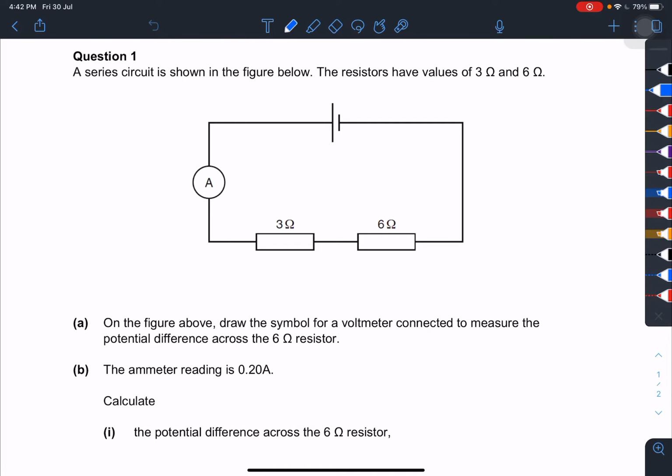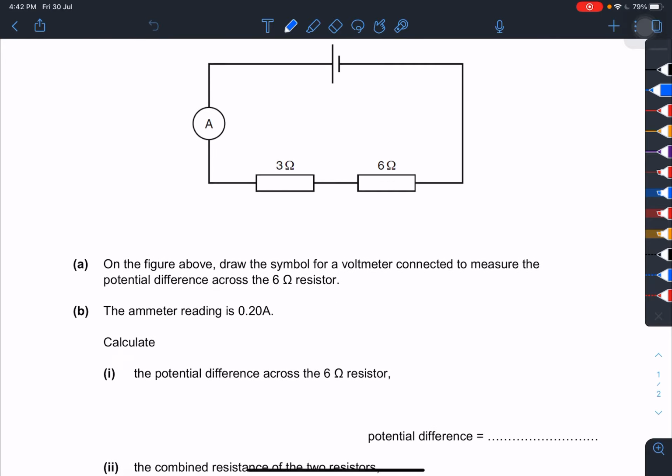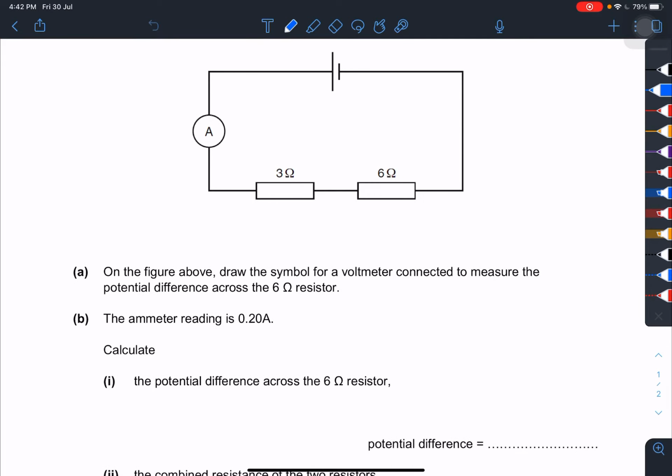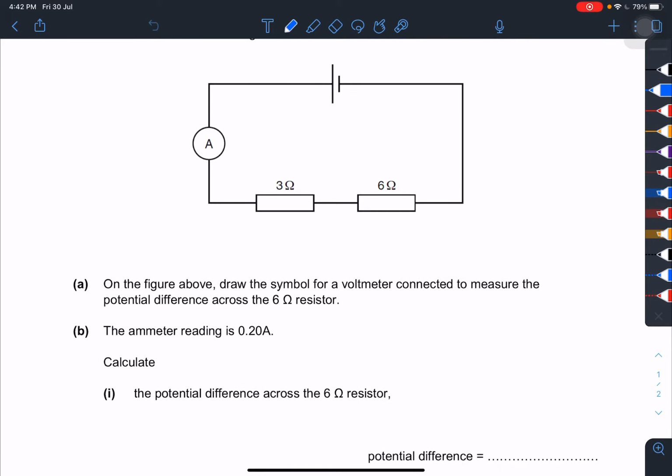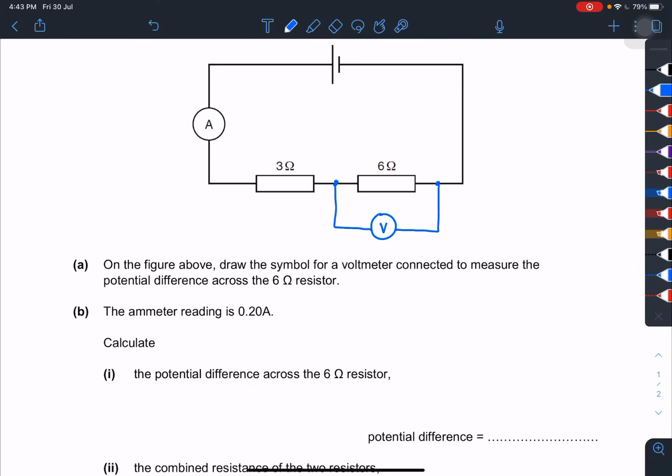Okay, so question 1, we have a series circuit here, resistors 3 ohms, 6 ohms. On the figure above, draw the symbol for a voltmeter connected to measure the potential difference across the 6 ohm resistor. So we want to measure the potential difference. We will normally use a voltmeter and we will connect it in parallel to what we want to measure. So over here I'm going to draw it parallel to the 6 ohm resistor, so it will look something like this. Alright, so there we go, voltmeter across the 6 ohm resistor to measure the potential difference.